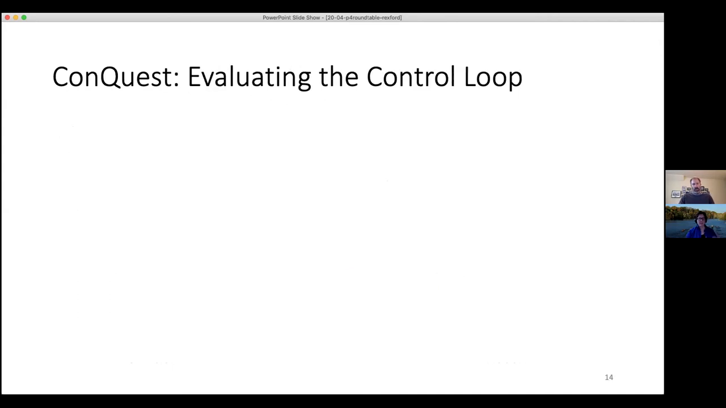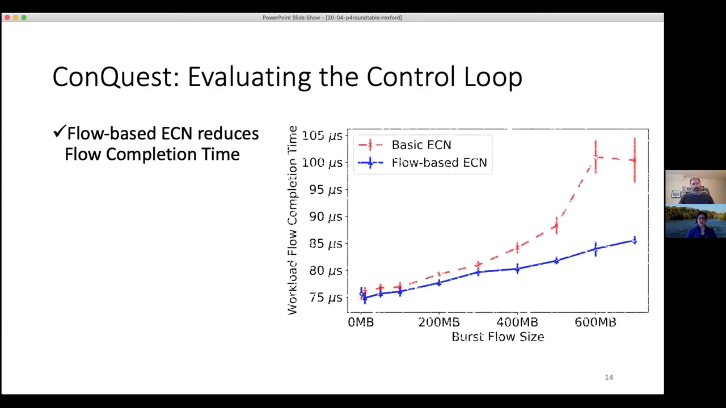And then we ran synthetic traffic, and we evaluated what kind of flow completion time we might see for the applications we were running. So the y-axis here is showing how quickly the flows finish, indicating when jobs might complete. The x-axis is how big the burst is. And the blue curve shows what we achieve with Conquest, which is lower flow completion times, especially as the bursts get bigger, compared to a basic early congestion notification scheme that's unnecessarily punishing flows that are not actually responsible for the congestion.